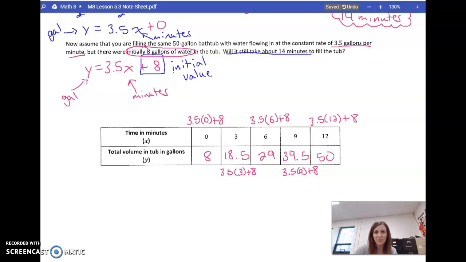Will it still take about 14 minutes to fill the tub? Well, the tub is filled, remember it's a 50-gallon tub, right? So it's going to be filled right here. So is it going to take 14 minutes to fill it? No, because we had that 8 minutes in to start, it's only going to take about 12.